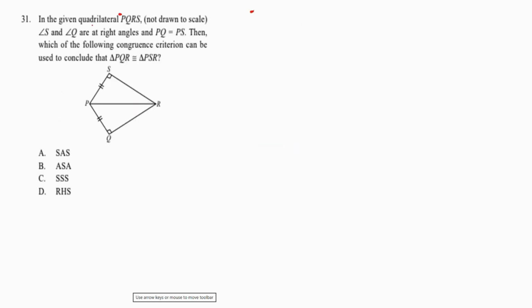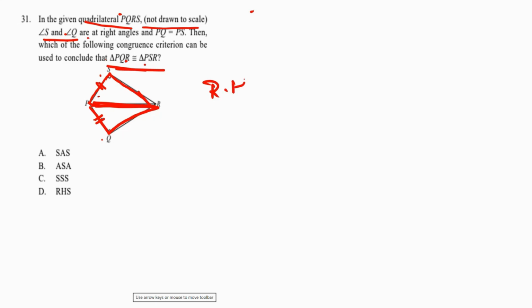Next, question number 31 reads, in the given quadrilateral PQRS, not drawn to scale, angle S and angle Q are right angles as shown. PS is equal to PQ, and we have a common hypotenuse for the triangle PSR and for the triangle PQR. They share a common hypotenuse. So how are they congruent to each other?